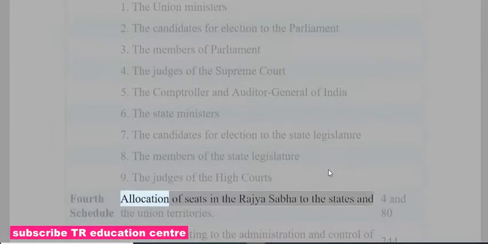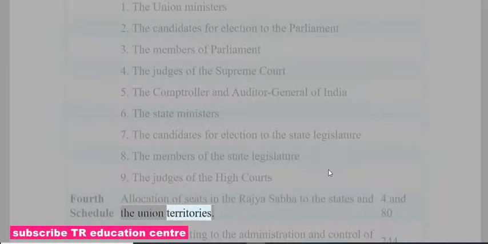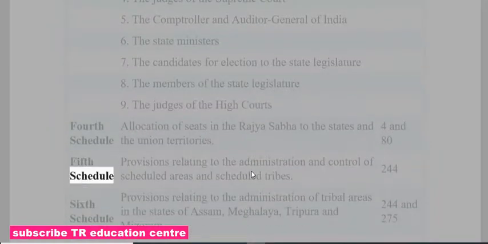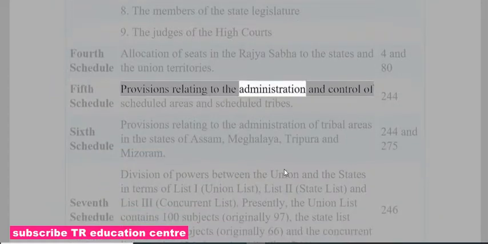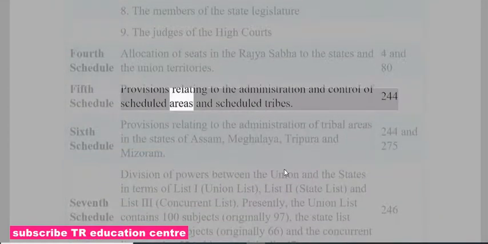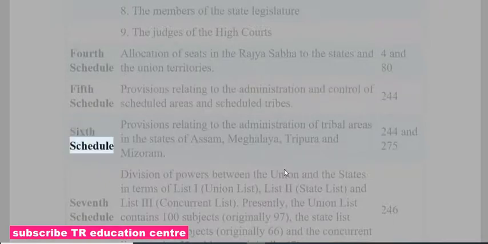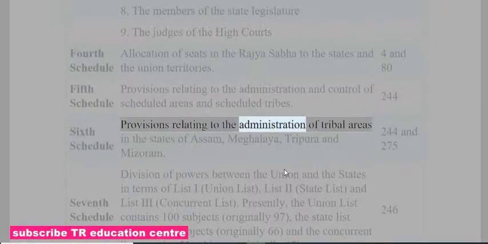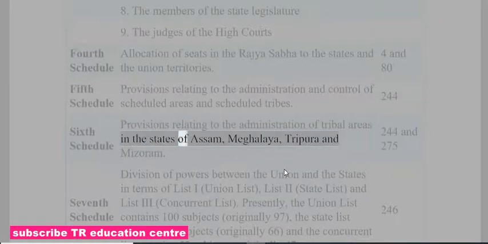4th Schedule. Allocation of seats in the Rajya Sabha to the states and the Union territories. 5th Schedule. Provisions relating to the administration and control of scheduled areas and scheduled tribes. 6th Schedule. Provisions relating to the administration of tribal areas in the states of Assam, Meghalaya, Tripura and Mizoram.